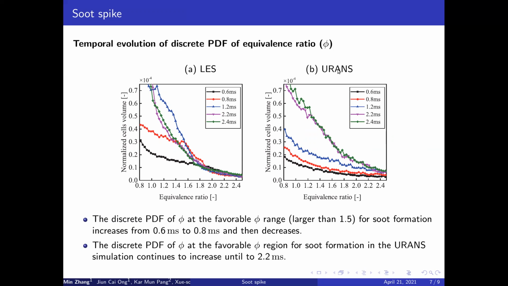Then if we look at the URANS case, we can see the discrete PDF of phi at the favorable region for soot formation continues to increase until 2.2 milliseconds. So we only can see the soot increase gradually and then reach the steady state in the URANS case.